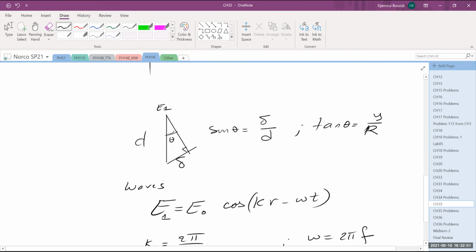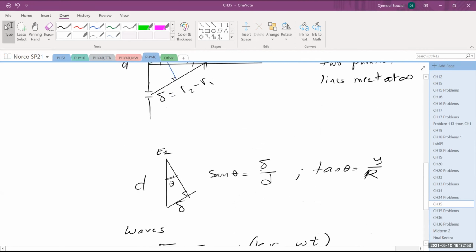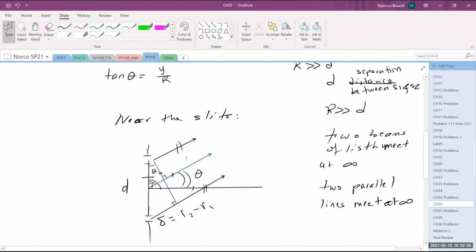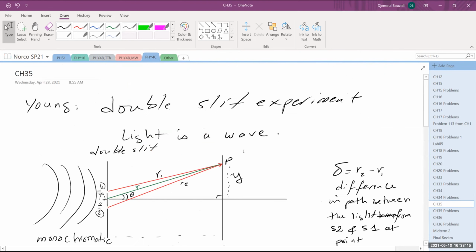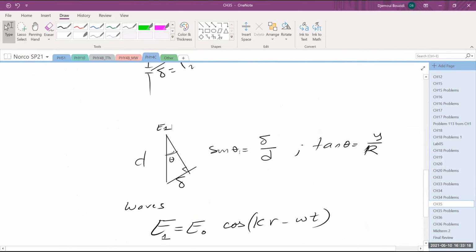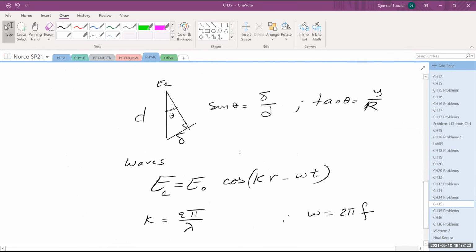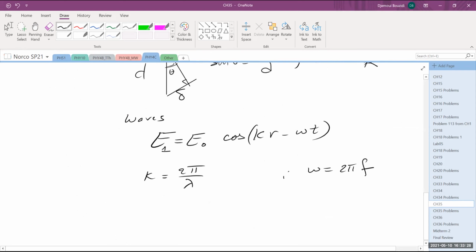E2 is going to be identical to the first one, except that there is a shift in distance by the amount delta. When they meet at point P, the omega t doesn't matter because they will meet at the same instant, but one of them has traveled longer than the other, that's all. So this factor could be omitted from the analysis because it's not going to impact the intensity of the wave at point P. But we're going to keep it, because in order for interference to happen, the two waves must meet at the same point P at the same instant.